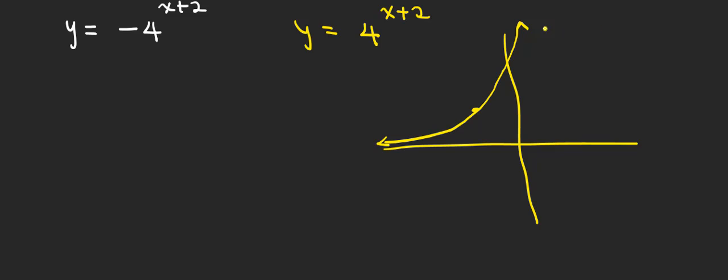Okay, this will be 4 to the power of x plus 2. And this graph right here will have a reflection with respect to this graph. So this graph right here will be negative 4 to the x plus 2.